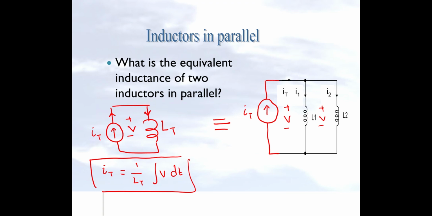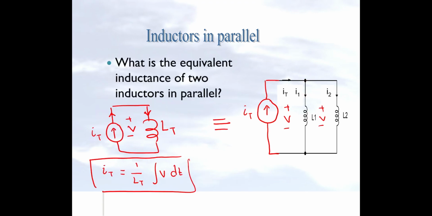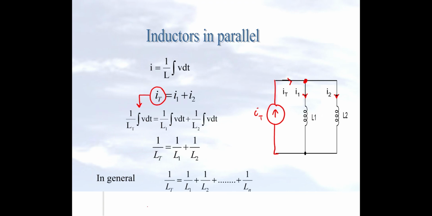Now let's take this result and apply it to the circuit on the right. We do circuit analysis and see how we can get an expression for LT. So here I have IT, and we have this node here. The current in is IT, the current out is I1 and I2. So we can write down this KCL equation. Now I can replace IT with the equations that we derived using the equivalent inductor from the previous slide. And again, remember that they are all in parallel, so they all have the same voltage drop.